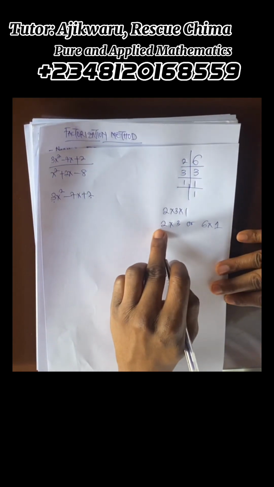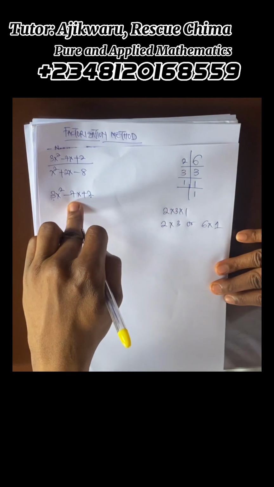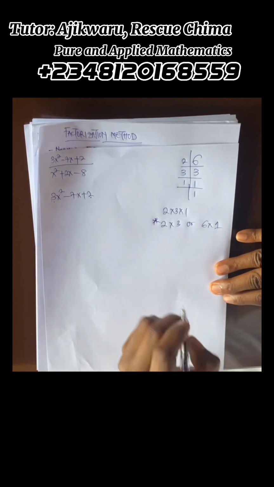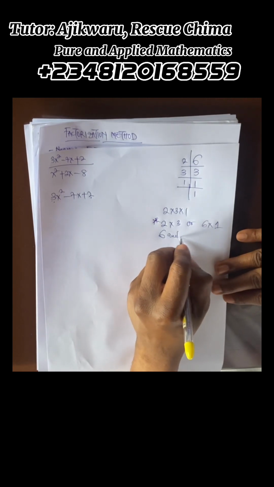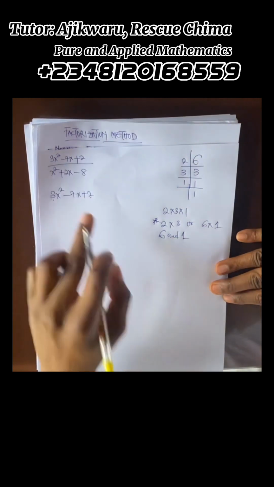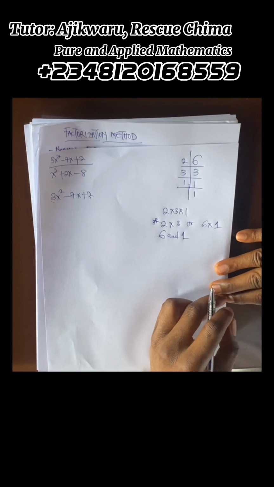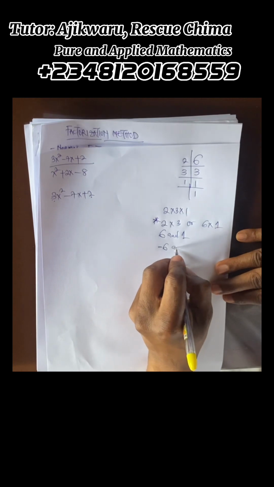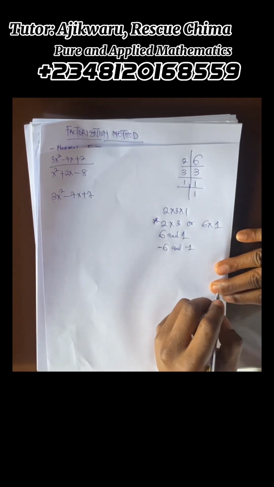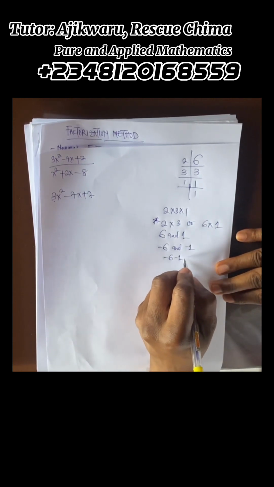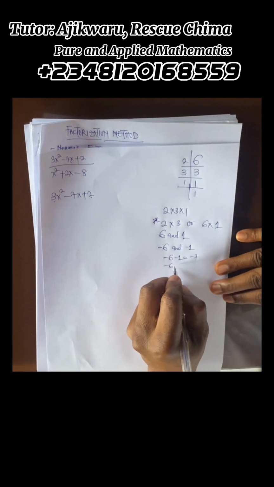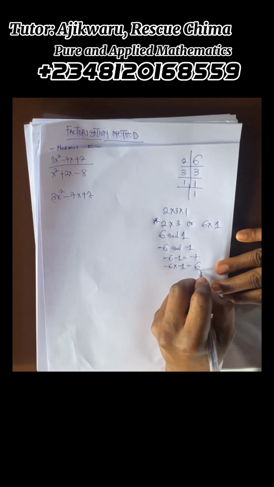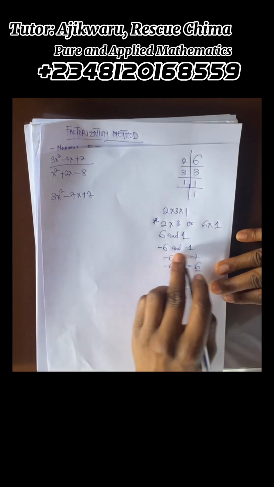There is nothing we can do with 2 and 3 to give us minus 7. Totally out of it. But we can use 6 and 1. We can do something with 6 and 1 to get minus 7. Now what do we do with 6 and 1 to get minus 7? We say minus 6 and minus 1. So minus 6 minus 1 is minus 7, and minus 6 times minus 1 is 6. So we've gotten the 2 numbers, minus 6 and minus 1.